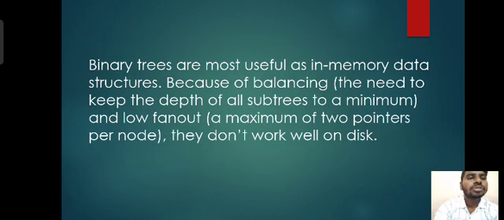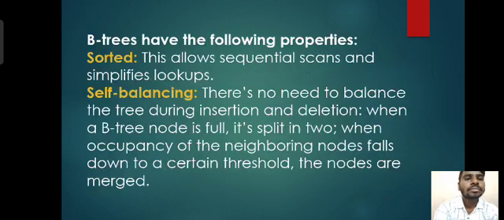Binary trees are most useful as in-memory data structures because of the need to balance and keep the depth of all subtrees to a minimum, and low fan-out, a maximum of 2 pointers per node, so they don't work well on disk. B-trees have the following properties: sorted and self-balanced.